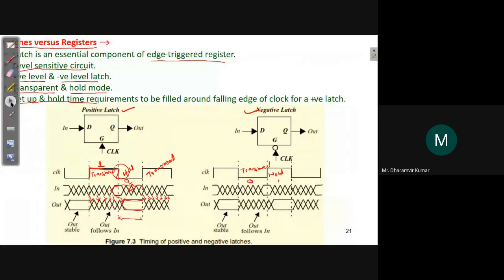So basically, latch is a level sensitive circuit, which works in two modes, transparent and hold mode. We can have a positive level latch, we can have a negative level latch, right?